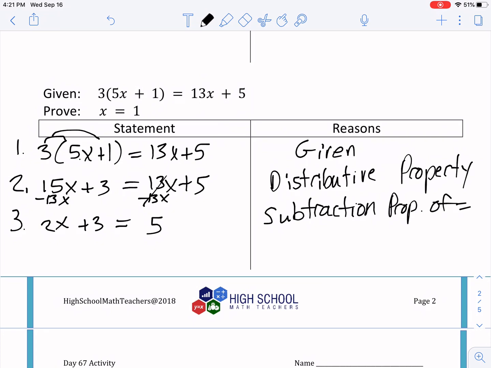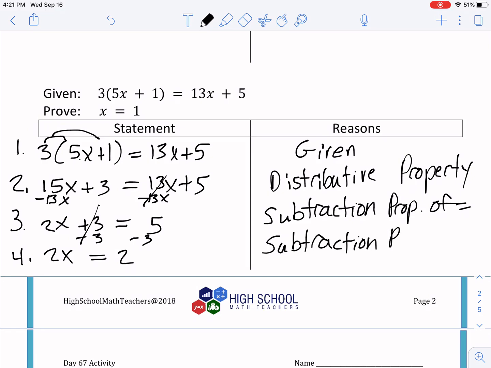Okay? Again, what do we do next? It's a 2-step equation. Well, we do the addition and subtraction part first. I have to move the 3 over to the number side. So I'm going to subtract 3 from both sides, and I get 2x, inverses cancel out, is equal to 2. Well, what did we do to both sides? We subtracted 3, right? So what is my reason that I can do that? The subtraction property of equality. It's okay if you apply it twice, you just have to write the reason. So we applied the subtraction property of equality again.